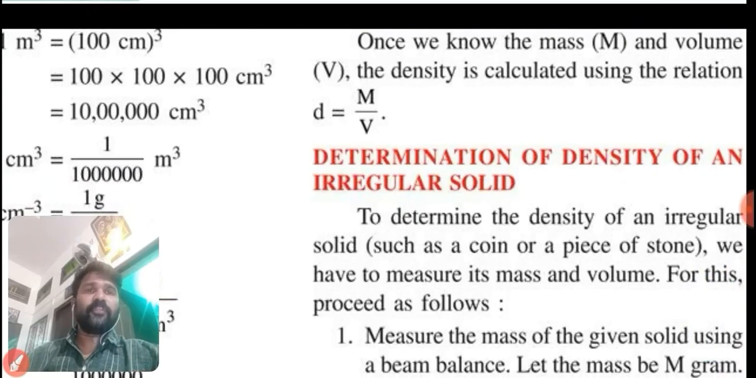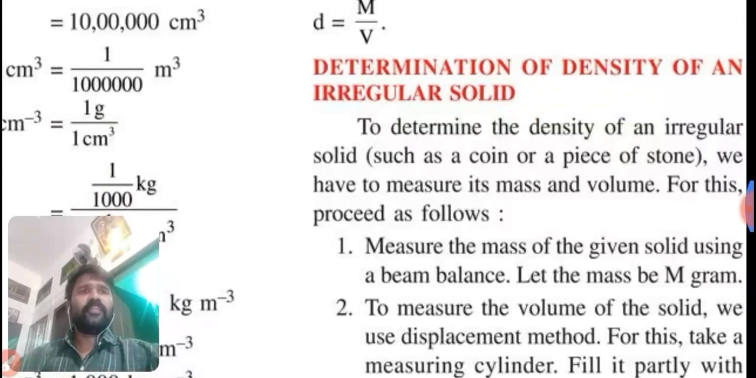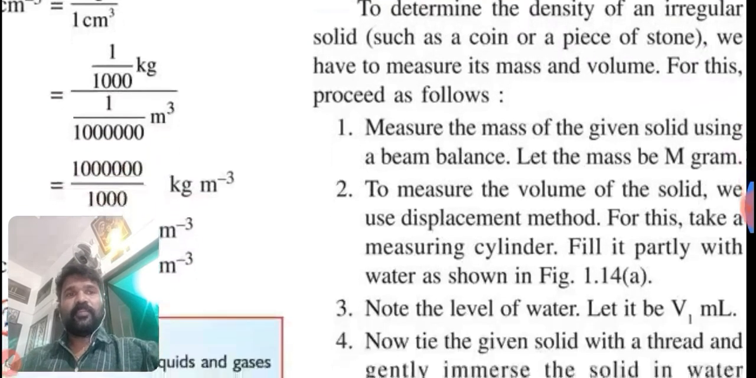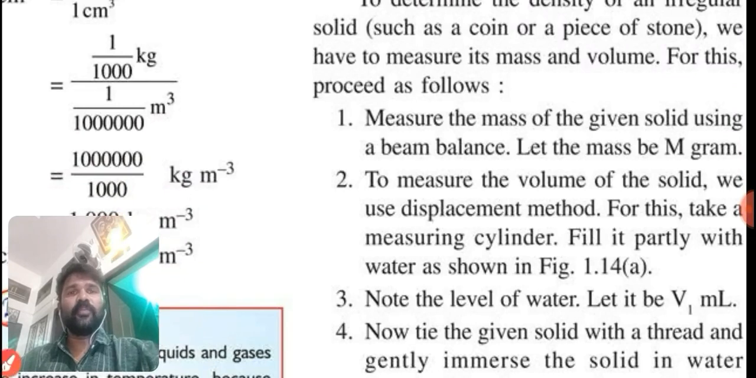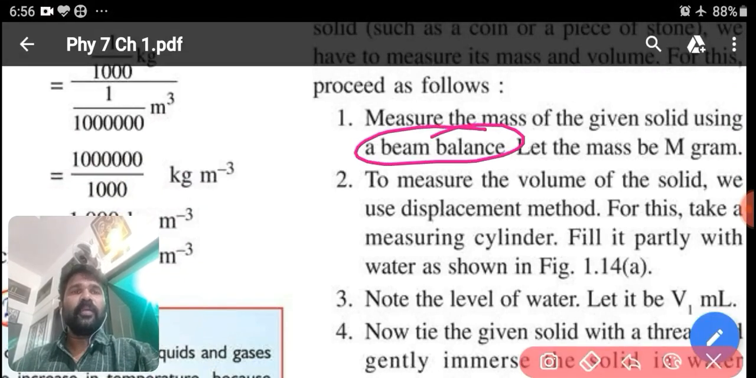Determination of density of an irregular solid. Now we are going to discuss the determination of density of an irregular solid. To determine the density of an irregular solid such as a coin or a piece of stone, we have to find out the measurement of its mass and volume. For this we proceed as follows. First of all, measure the mass of the given solid by using a beam balance. That is very easy to find out.